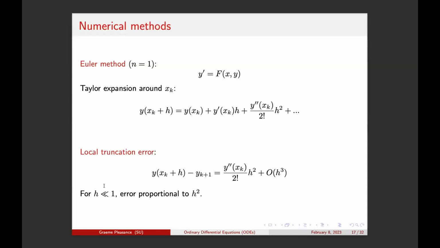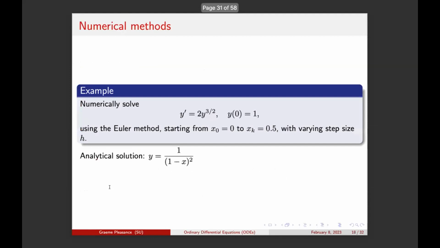Well, including extra higher order terms. So for small h, we expect the error to go as the square of the step size. We then applied this to an example of a nonlinear first order ODE that can be solved analytically. And then, well, we just use the Euler method to numerically solve this equation, and then compare the approximate solution against the exact one.